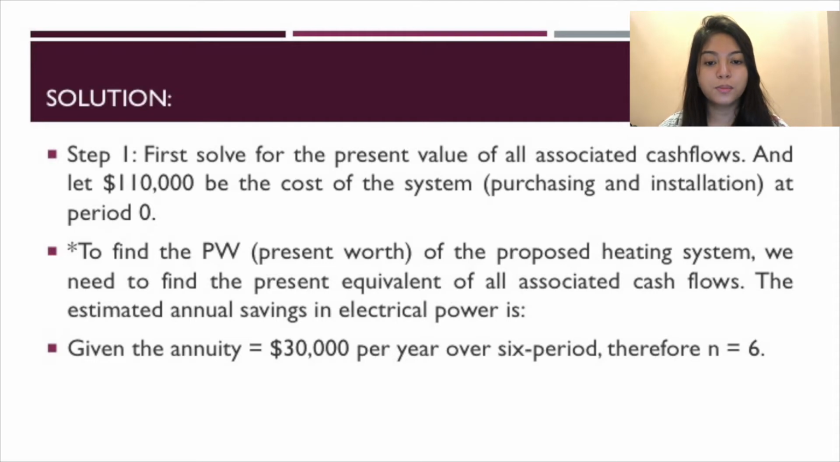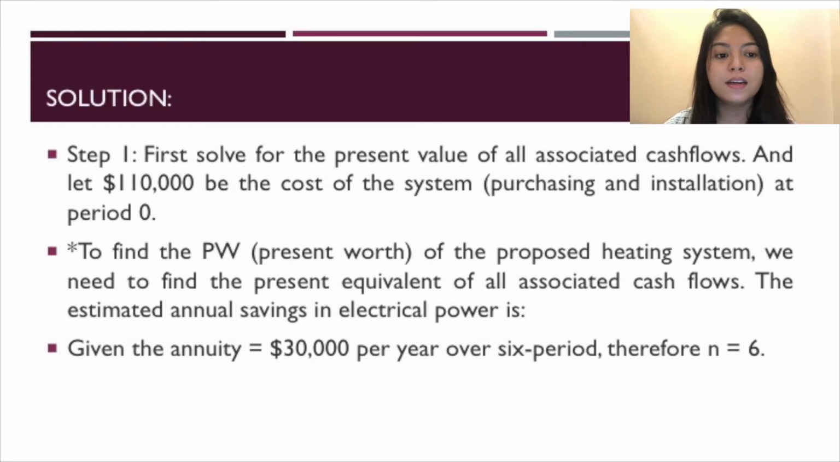To solve this problem, we have to solve first for the value of the associated cash flows and let $110,000 be the cost of the system, purchasing and installation at period 0. Now, to find the present worth of the proposed heating system, we need to find the present equivalent of all associated cash flows, and the estimated annual savings in electrical power is given as an annuity equal to $30,000 per year over 6 periods. Hence, we have an N here that is equal to 6.